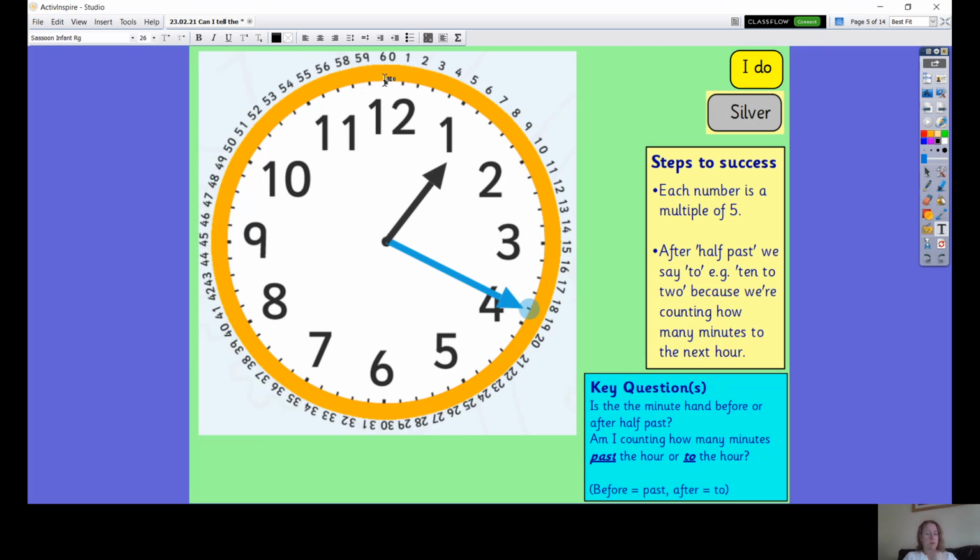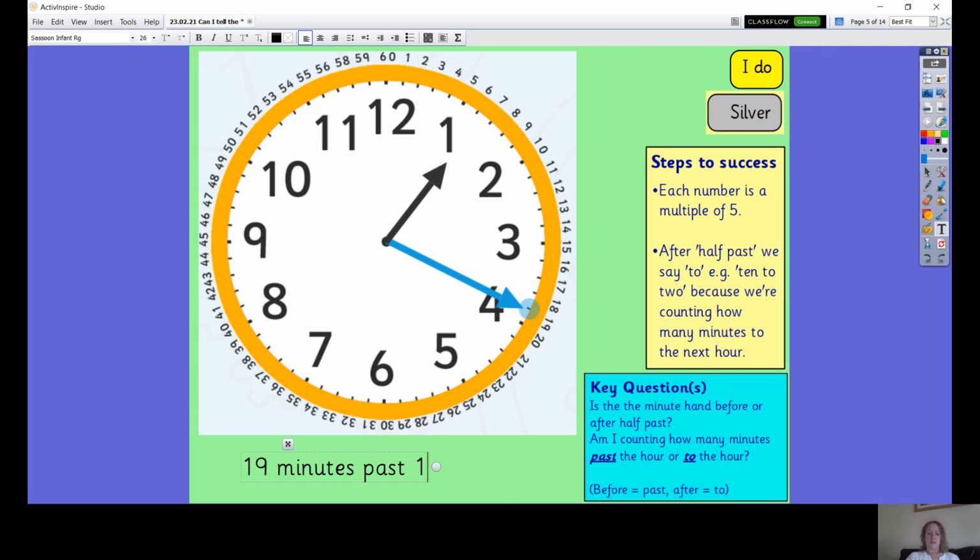So then I'm going to start on my 12 as before, and I'm going to count around the big numbers to start with in my leaps of 5. Okay, so counting here, I'm going to count around 5, 10, 15, and I have to stop here because I've not got to the next one yet. My minute hand hasn't got to the 4 yet. So I'm on 15, and then I'm going to count in ones: 16, 17, 18, 19. And you can see my minute hand is on 19. So I can say this time is 19 minutes past.